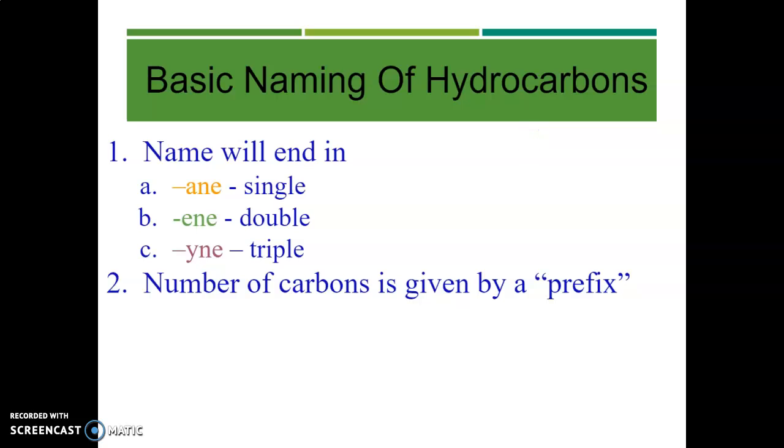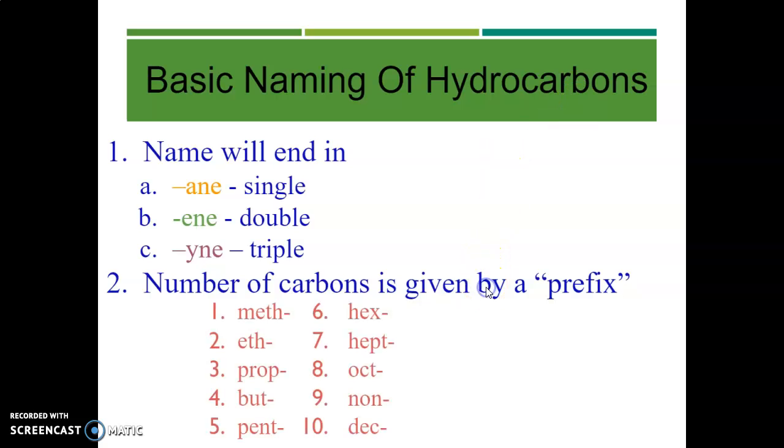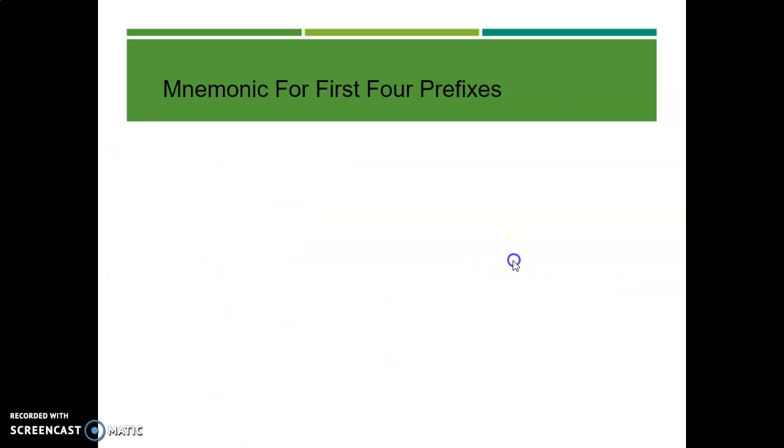And then the second thing is, you're going to number your carbons or count the carbons. You're not going to number them quite yet. You're just going to count the carbons. Once you do, they're going to be assigned a prefix. Now the prefix, again, you're familiar with 5 through 10. Those are things that we've talked about in a previous chapter or even in math. 1 through 4 are a little bit different: meth, eth, prop, and bute. Those are a little bit different for you, and I'm going to help you with those.